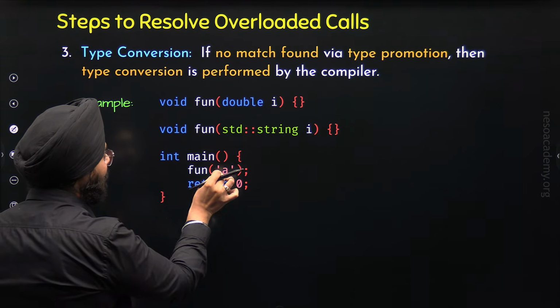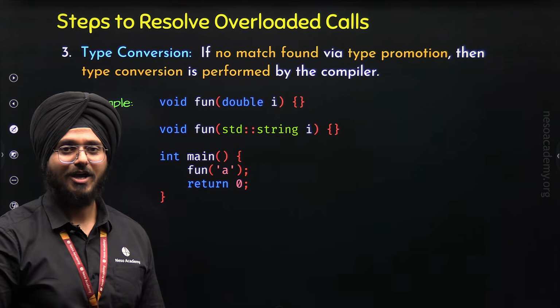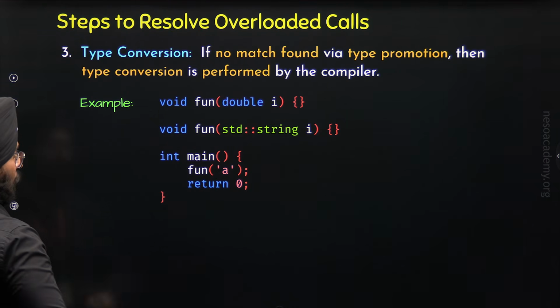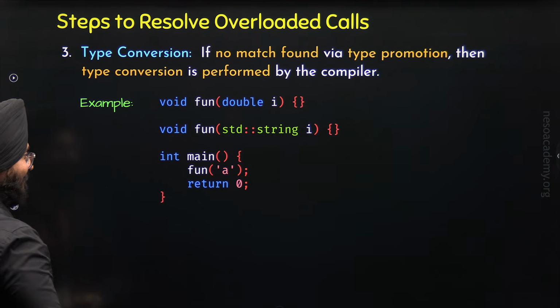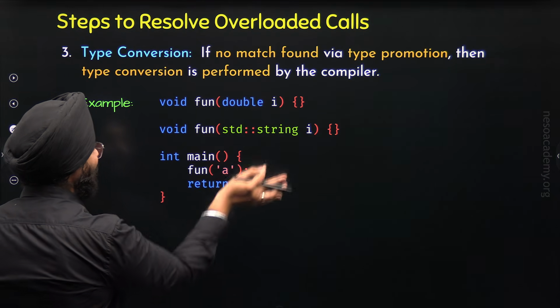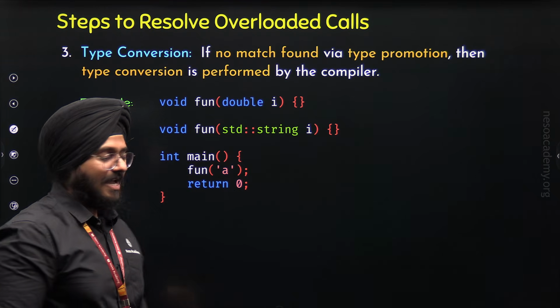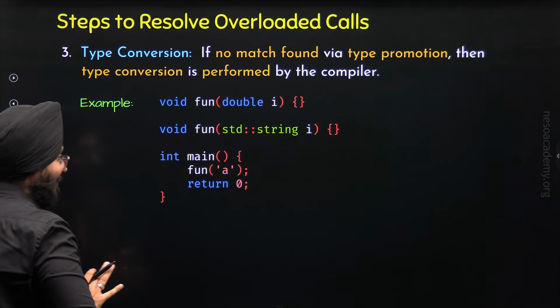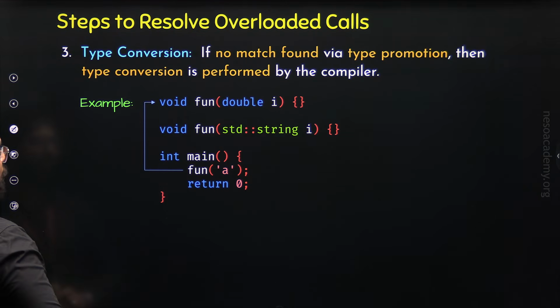And a character cannot be implicitly converted to a string. That is also the case. We need to explicitly convert a character to a string. So here, implicit type conversion cannot happen. So this option is eliminated. Now we are left with just this option. Can a character be type converted to double? That's the question. Yes, they belong to different categories, and implicit type conversion can happen. Therefore, this function call will be resolved to this definition. So I hope this is clear to you.